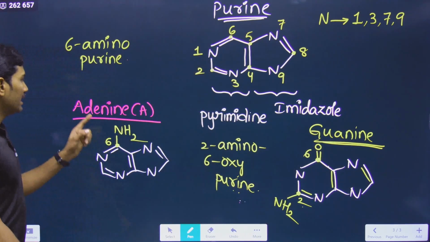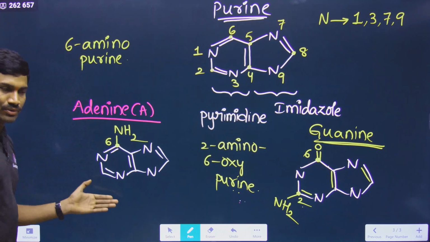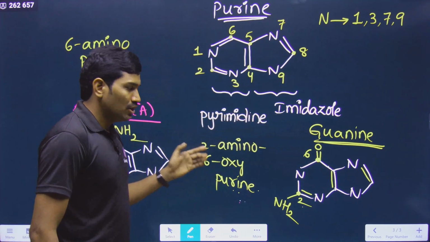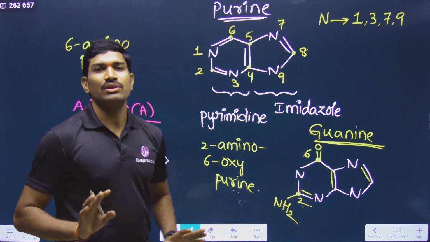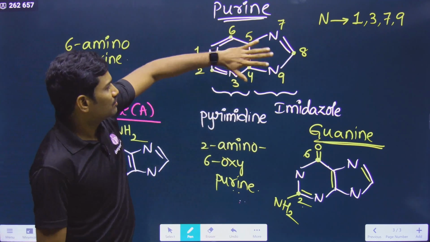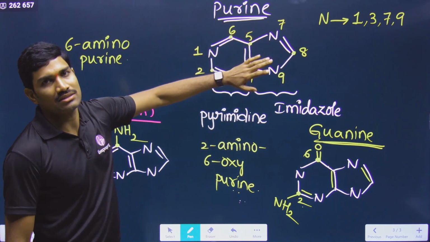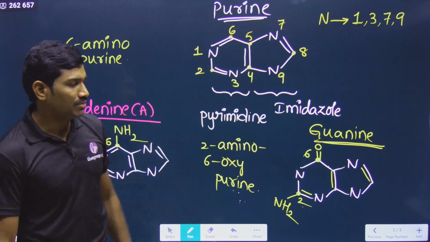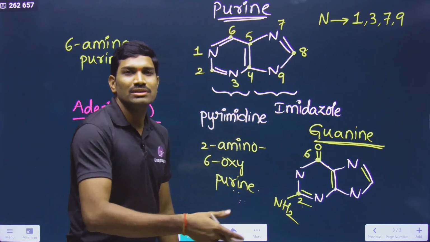Understood? So adenine is 6 amino purine. Guanine is 2 amino, 6 oxypurine. That's it. Very simple. This is what the structure is. So for all these things, first you need to know about this basic structure. Understood or not? Please remember this. And with this, purine structures are completed.